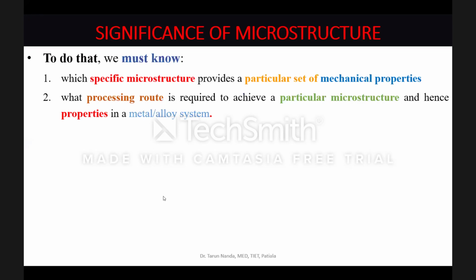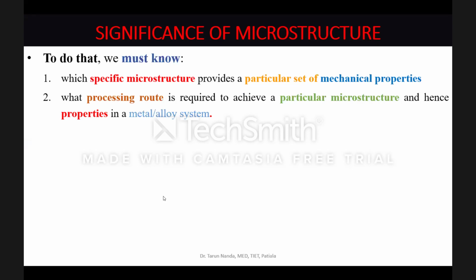You need to know what type of microstructure would give what type of mechanical properties, and then you should have knowledge of what processing route is to be followed for a metal or an alloy system to get the desirable microstructure and hence mechanical properties. And students, if you know these two things, which I have written down over here as 1 and 2, you can have total control over the mechanical properties of a metal or an alloy system.